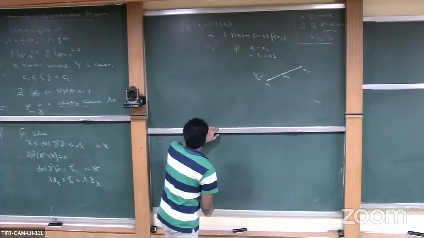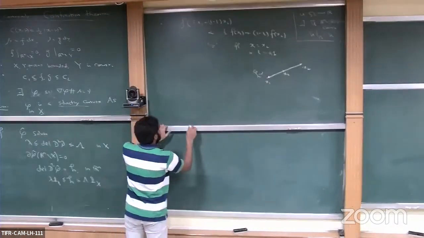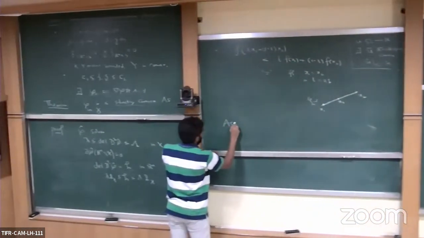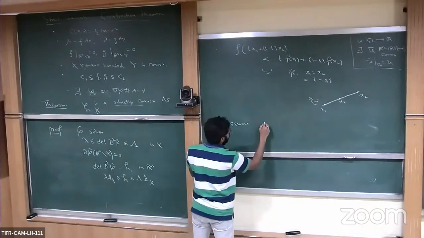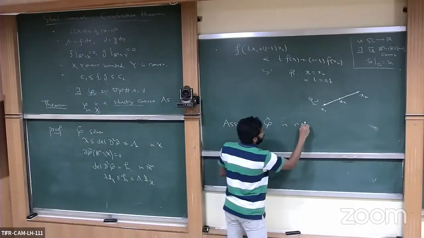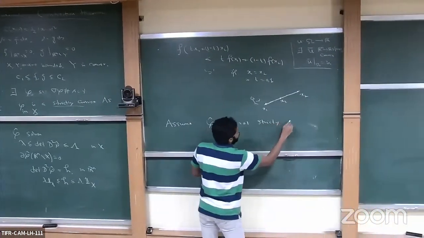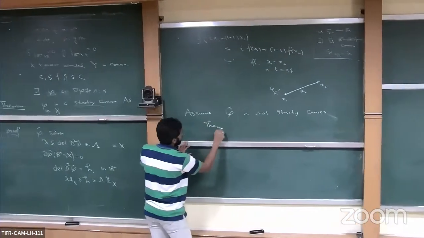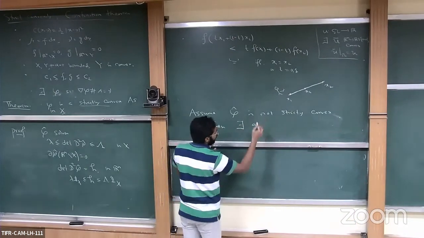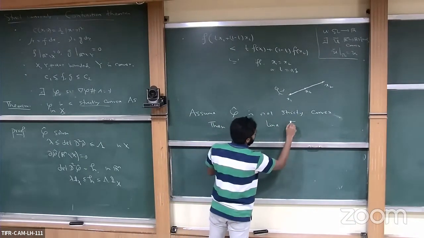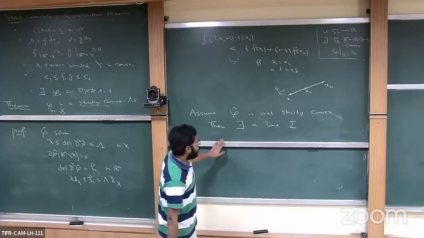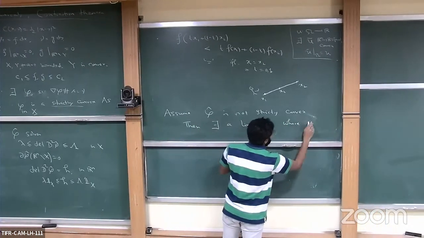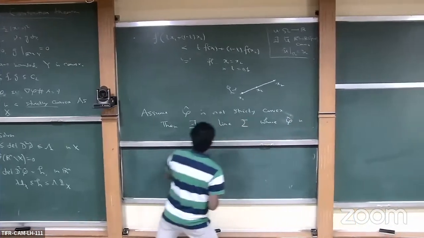So suppose that the solution is not strictly convex. Then there exists a line, which we call sigma, where phi hat is affine.